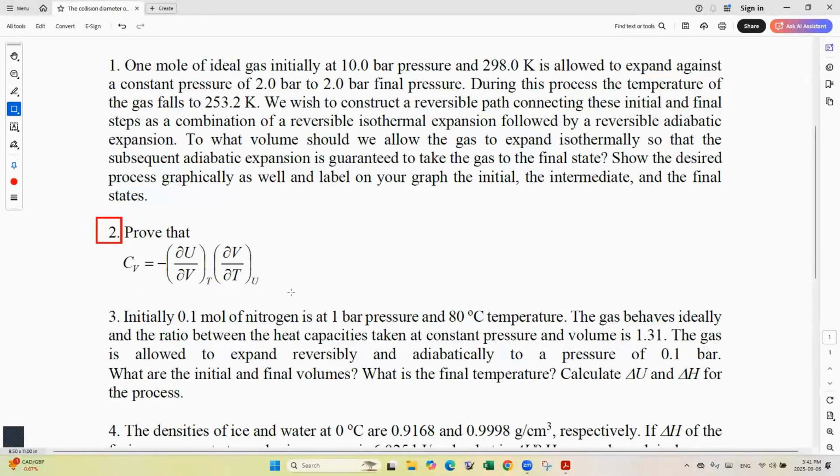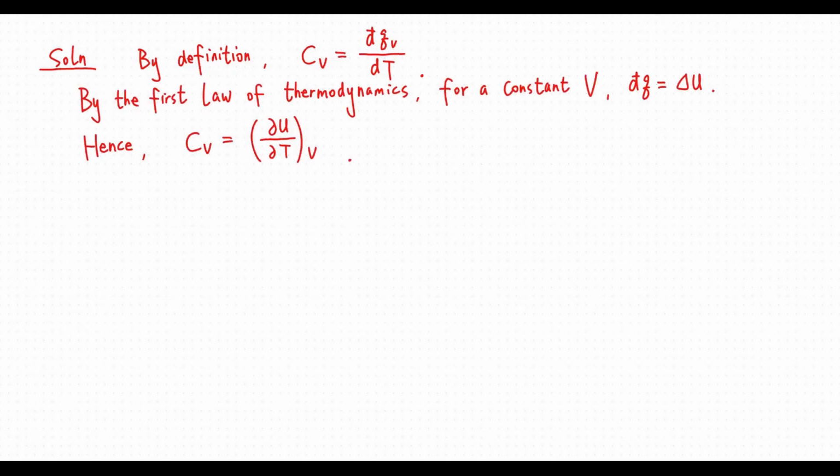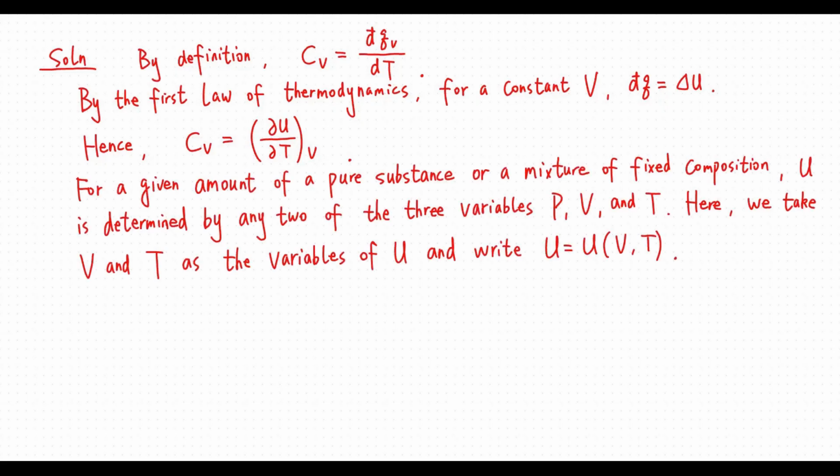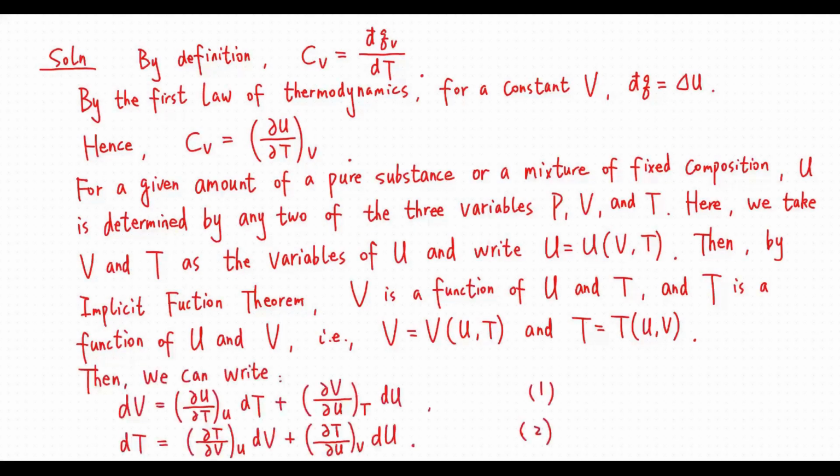Prove this identity. Solution. We have the definition for the heat capacity CV. Then we have this one. Write U as a function of V and T. Then V is a function of U and T, and T is a function of U and V. Then we have equation 1 and equation 2.